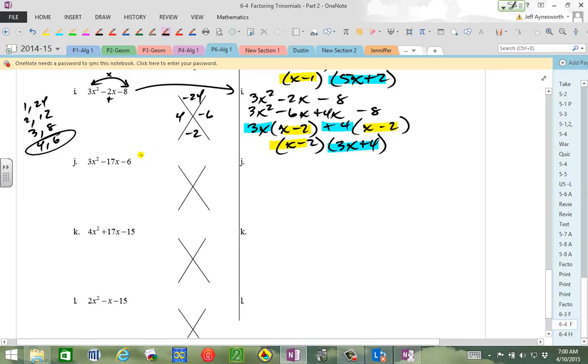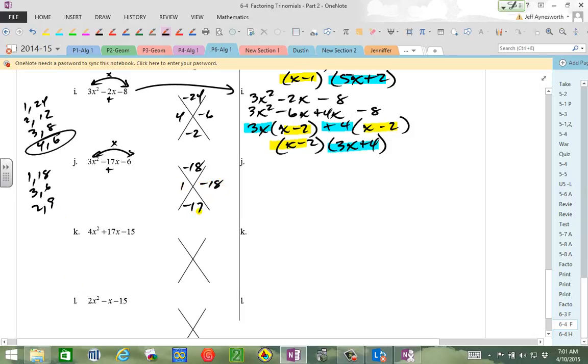Okay, so multiplying 3 times negative 6 is negative 18. So what two numbers multiply to negative 18 and add to negative 17? Factors 1 and 18, 3 and 6, 2 and 9. If I use 1 and negative 18, I get negative 17. So I want to use these two.